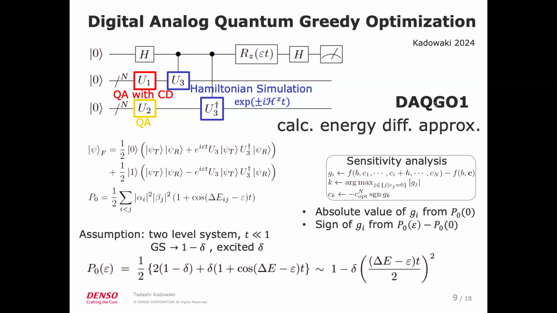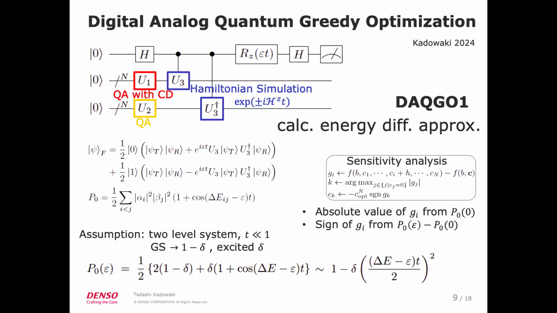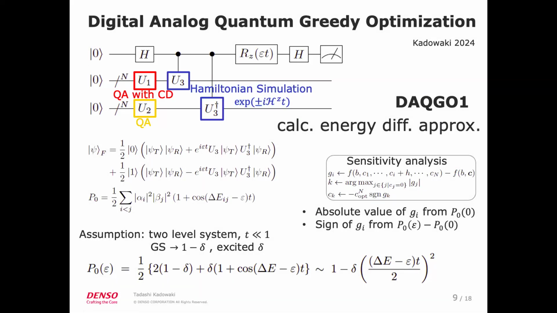So I thought that this is a time to calculate the output of the quantum annealer by a quantum circuit. I mean, this is another, a little bit different concept of digital analog quantum computing. We first generate the state by a quantum annealer with counter-diabatic driving, followed by a quantum circuit to measure the energy or other observables. So this algorithm 1 calculates the energy difference approximately, and I will show another algorithm circuit.